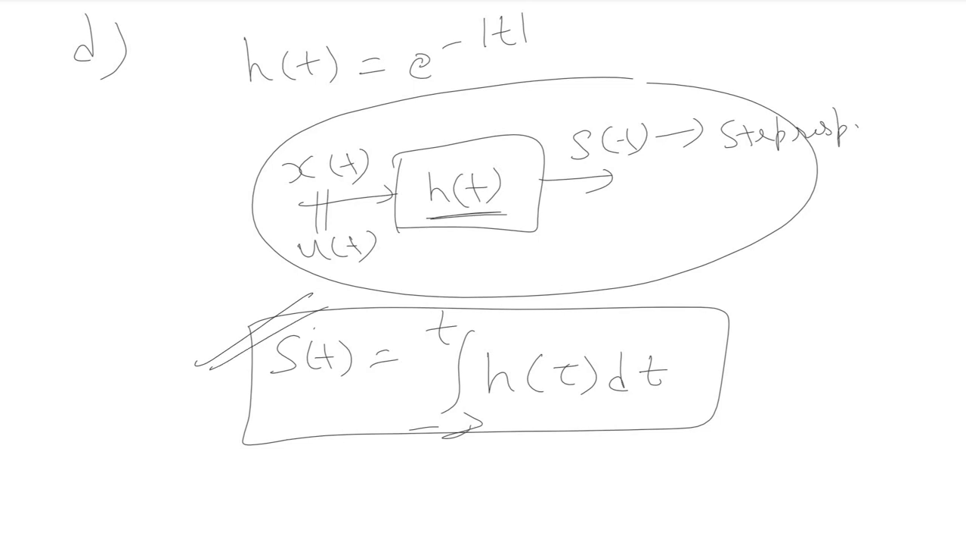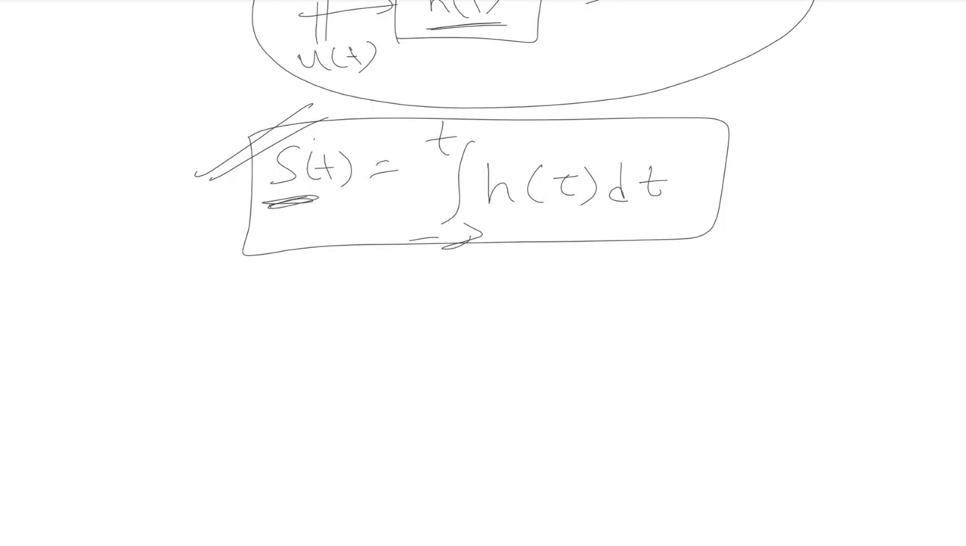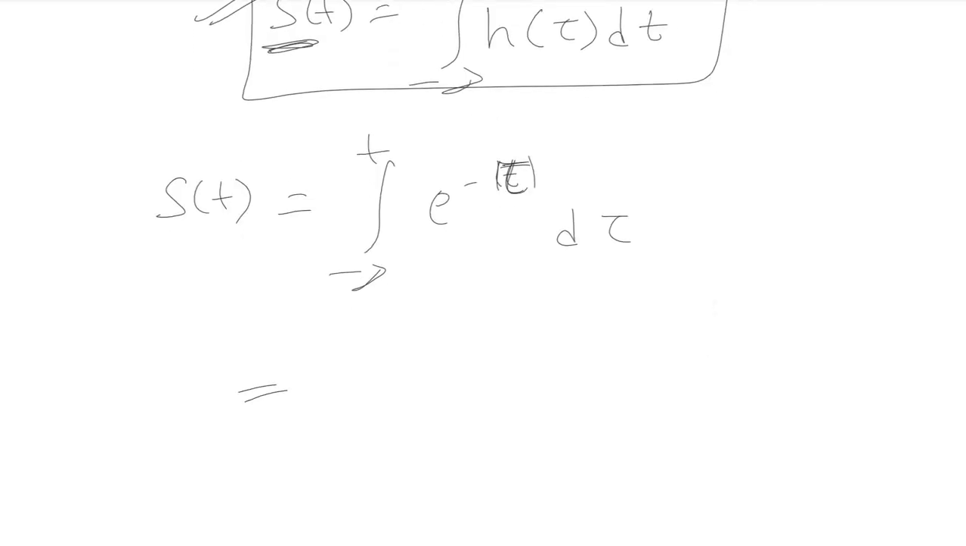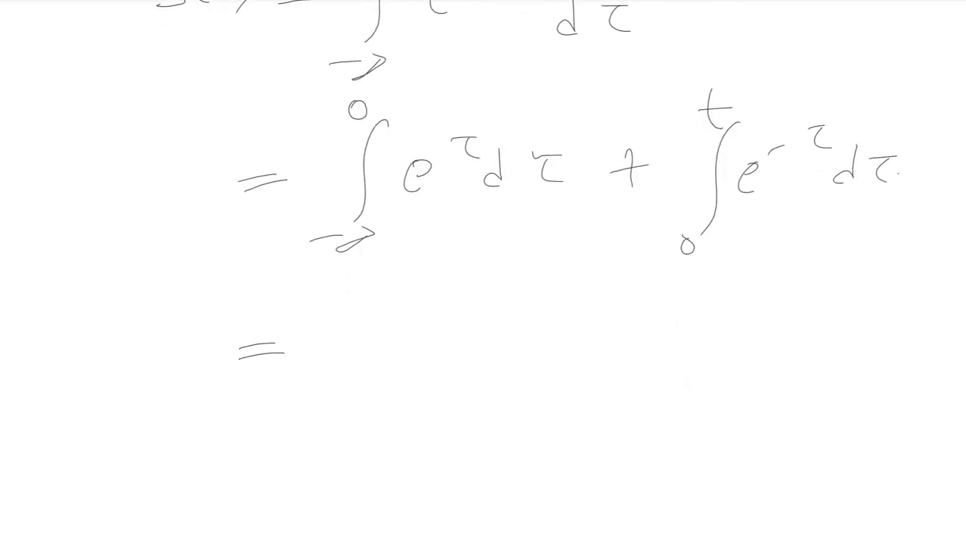So making use of this relationship, we'll find out the step response. s of t is equivalent to the integration of e raised to minus modulus of tau, d tau. Simplifying this integral expression, take the ranges from minus infinity to 0 out of this absolute function: integral of e raised to power tau, d tau, plus integral from 0 to t of e raised to power minus tau, d tau. On simplification, we find that this comes out to be 2 minus e raised to power minus t.